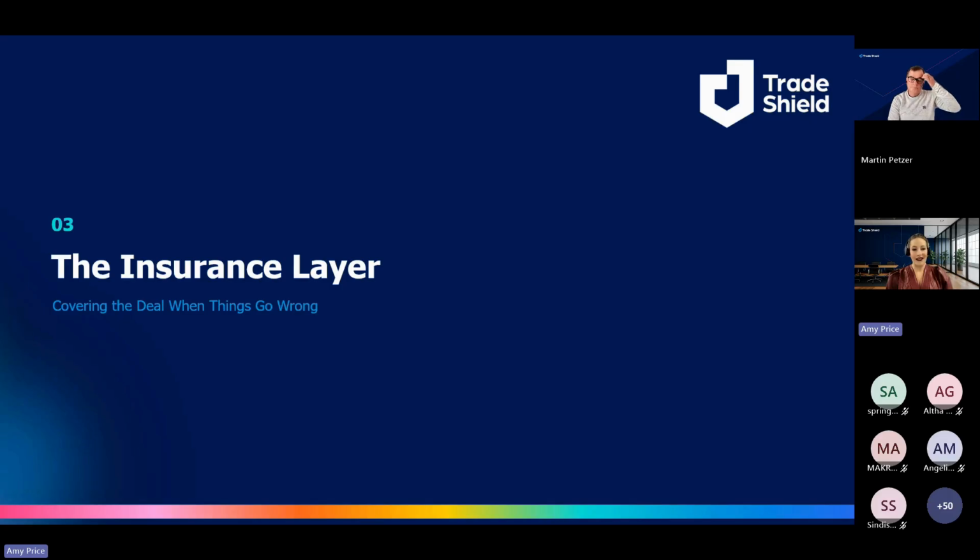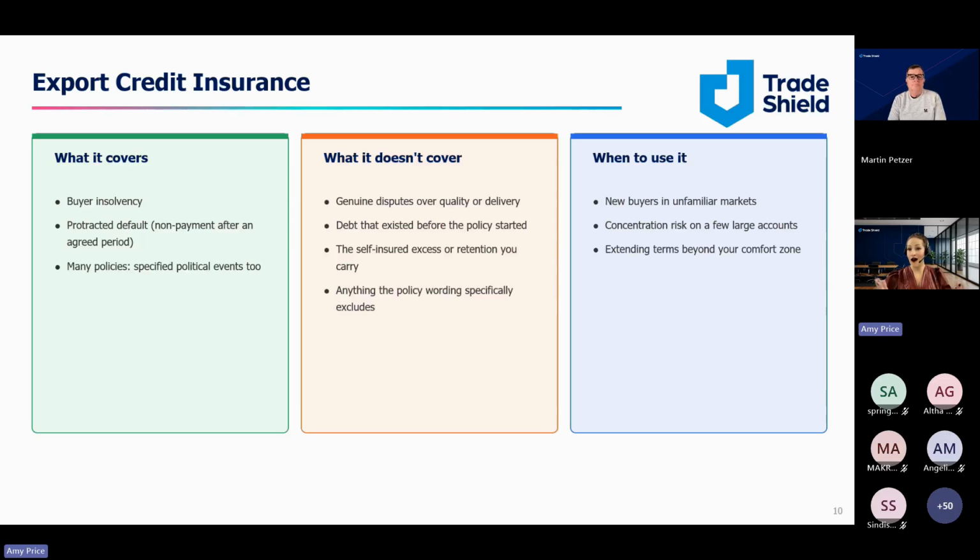So then we get to the insurance layer. Currency cover covers the rate, but it doesn't cover the customer who can't pay you at all. So that's where insurance comes in. And this is not necessarily only for international trade, but for local as well. As it is with your home or your car or anything that you own, insurance is that protective layer, that safety net that helps you.